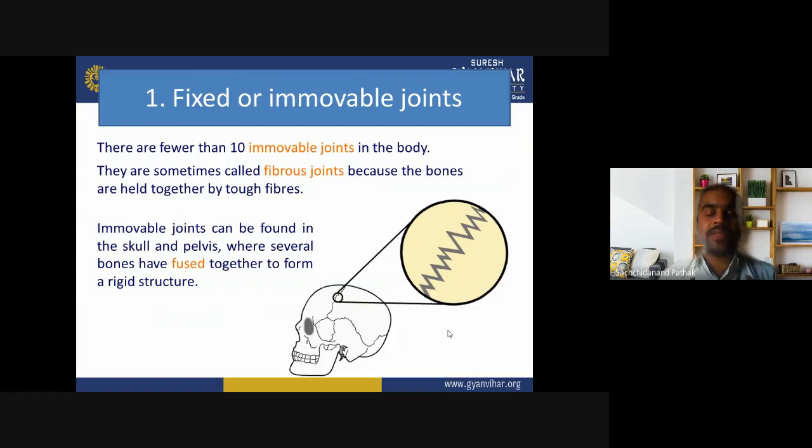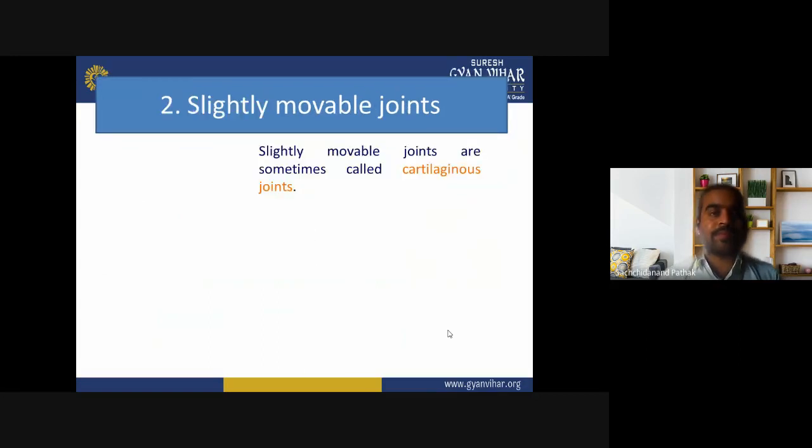Because we have seen in the skull there are 8 bones. Okay, the cranium contains 8 bones: frontal is one, occipital is one, then 2 parietal and 2 temporal, one ethmoid and one sphenoid. So the immovable joints are formed by these 8 fused bones.